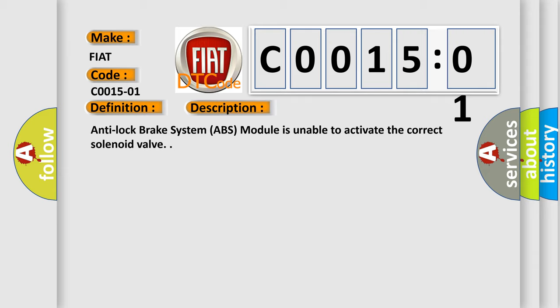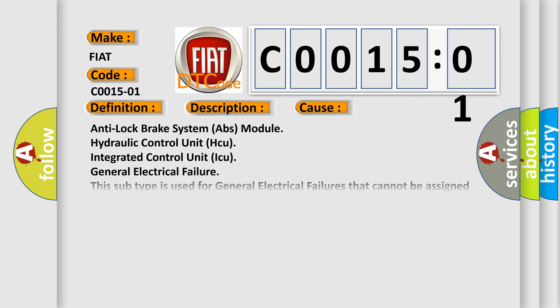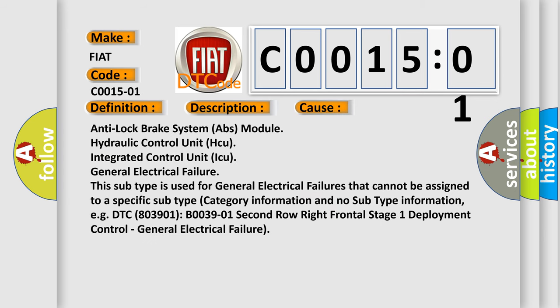This diagnostic error occurs most often in these cases: anti-lock brake system ABS module, hydraulic control unit HCU, integrated control unit ICU, general electrical failure. This subtype is used for general electrical failures that cannot be assigned to a specific subtype category and have no subtype information, e.g. DTC B003901, second row right front stage 1 deployment control, general electrical failure.